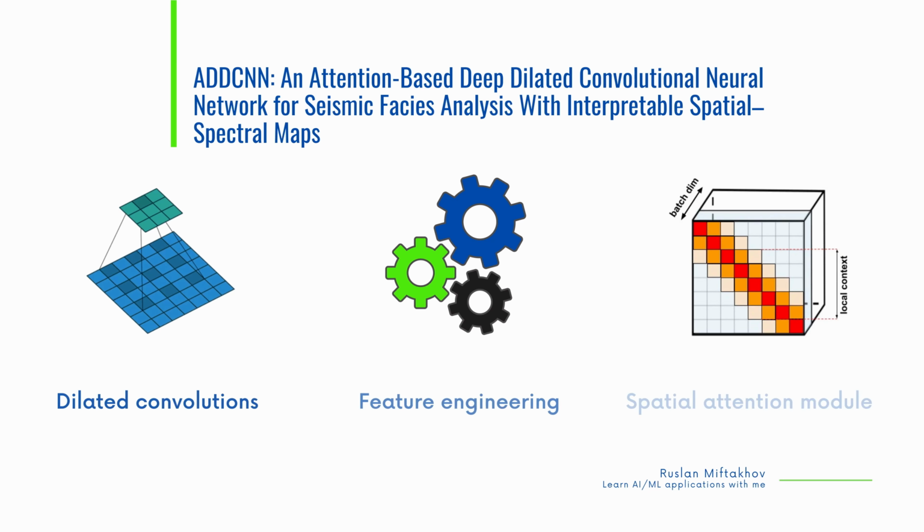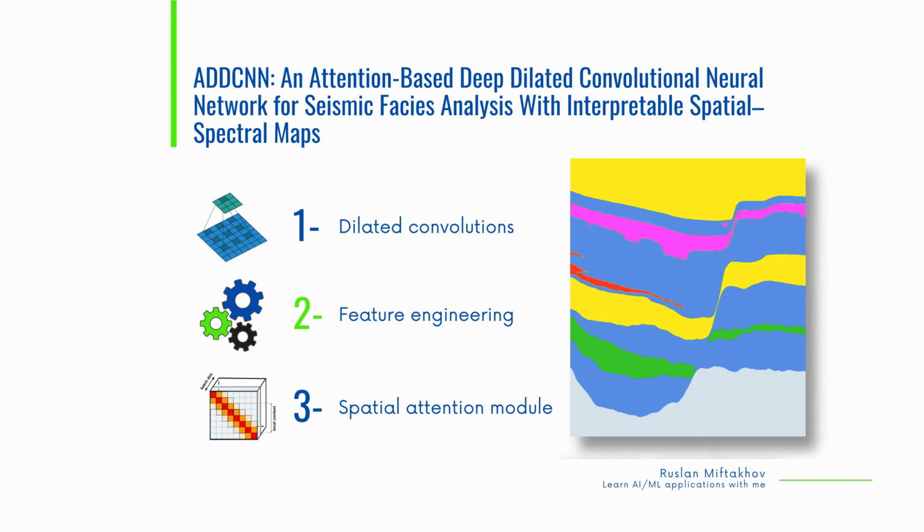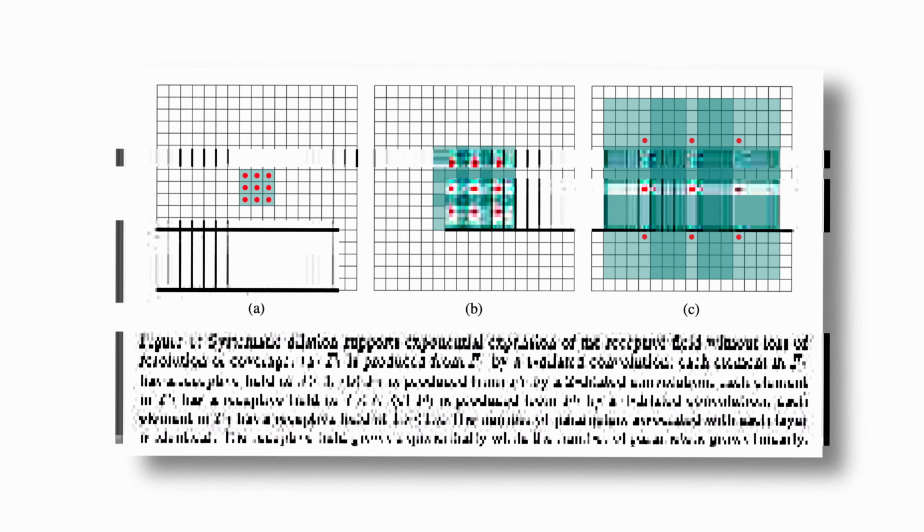The combination of deep dilated convolutions and feature engineering based on several spectral components improves facies analysis accuracy and efficiency. Adding an attention mechanism that maps the facies recognition to spectral properties helps in understanding the facies to geophysical data relationship. Let us take each point and discuss how they could improve the segmentation. And we start with dilated convolutions.